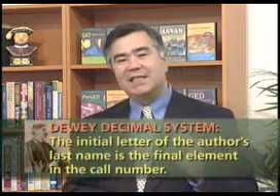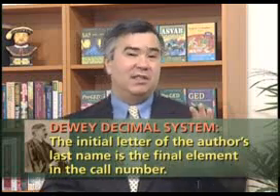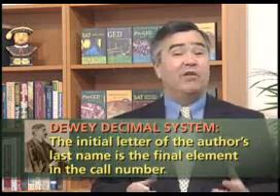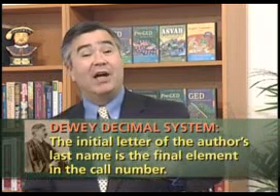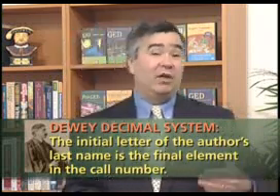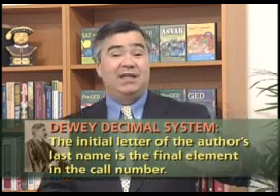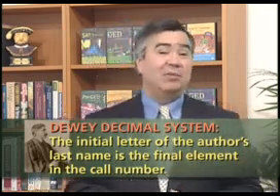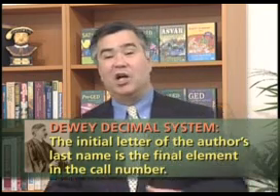So in the Dewey Decimal System, specific numbers right down to decimal places slice knowledge more and more finely. And the last initial of the author, that is the initial letter of the author's last name, is the final element in the call number. So if it was a book by Darwin, the last element in the Dewey Decimal call number would be the letter D for Darwin.